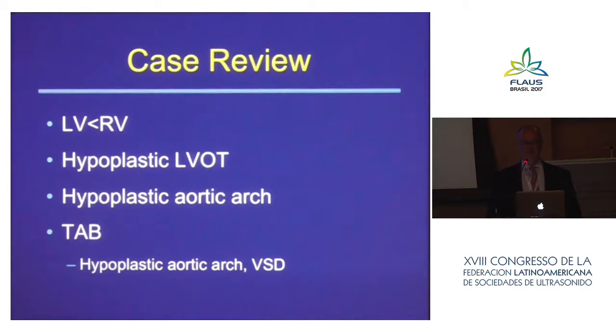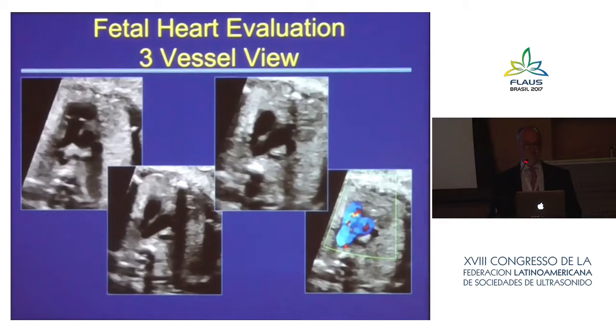So in reviewing the findings in this case, we had the left ventricle smaller than the right, somewhat hypoplastic left ventricular outflow tract, and a hypoplastic aortic arch, and these were confirmed after she terminated the pregnancy.